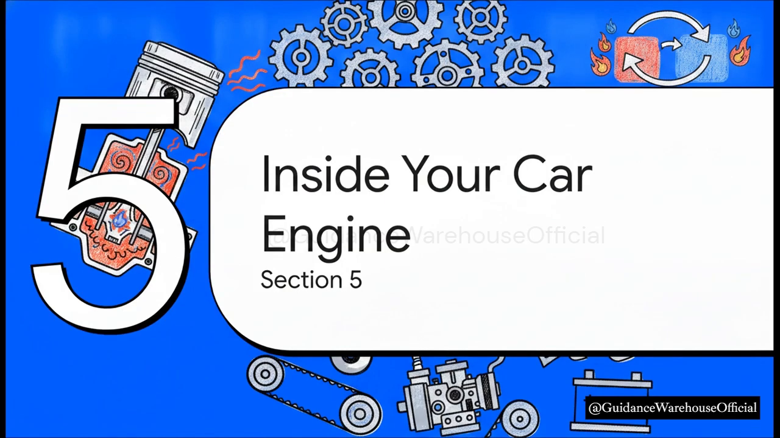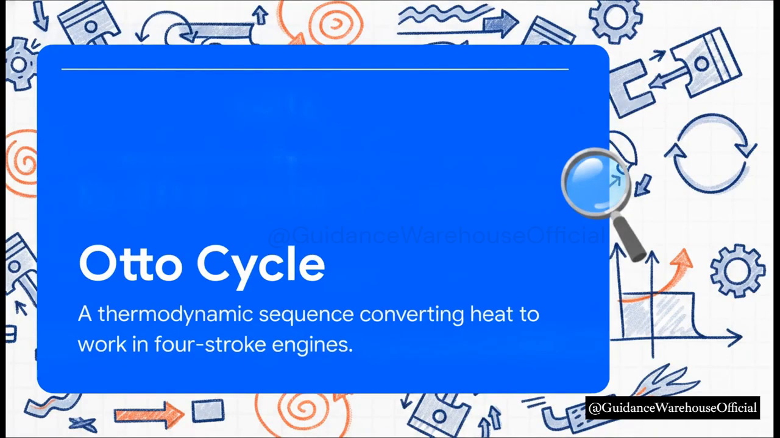But hey, it's not just massive power plants. Let's look a little closer to home. Section 5. Inside your car engine. Yep, your car is a heat engine too. It operates on what physicists call the Otto cycle. The Otto cycle is basically a repeating thermodynamic sequence of adiabatic, meaning no heat transfer, and isochoric, which means constant volume, processes. Together, they convert heat into work in your standard four-stroke engine.